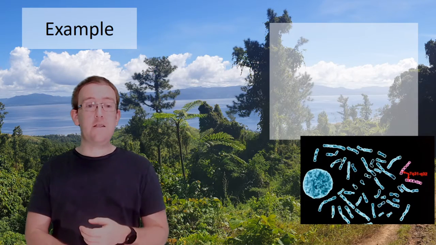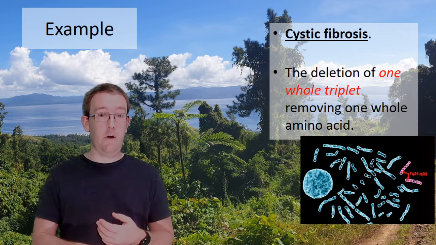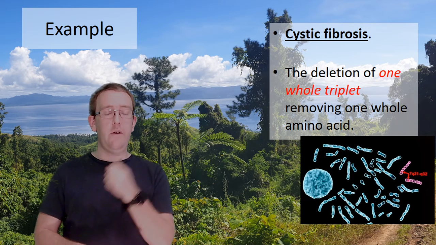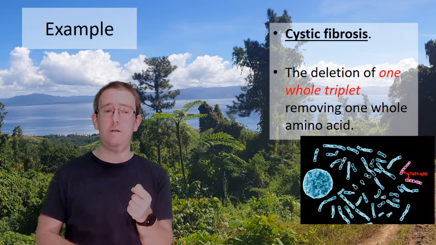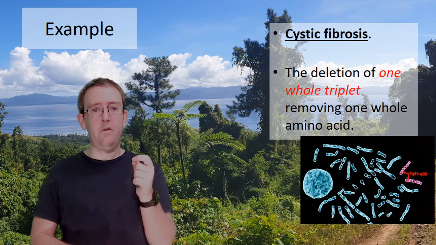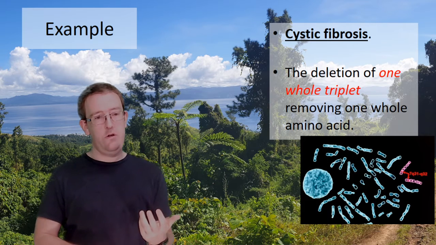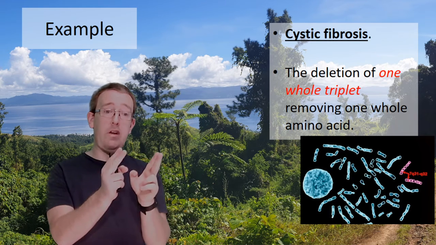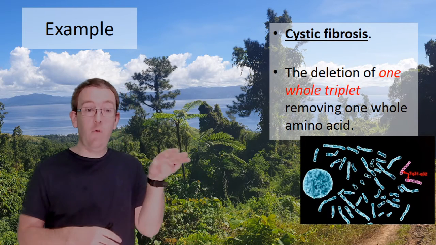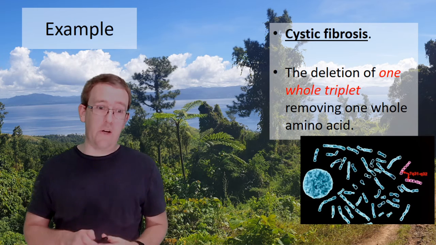Okay, so let's look at an example, probably the most common inherited disorder in the UK, by a long way, is cystic fibrosis. It's the deletion of one whole triplet, removing one whole amino acid. Okay, so it is a deletion, but it's 3 bases. So here's a question for you: is it a point or a frame shift mutation? And the answer to that one is that it is a point mutation. Right, because yes, we're deleting, but we're deleting in 3s. So it just takes an amino acid out and leaves all the rest alone. Okay, so when the ribosome's coming along, all it basically is effectively doing is skipping an amino acid. So it is a deletion mutation, but it also counts as a point mutation.